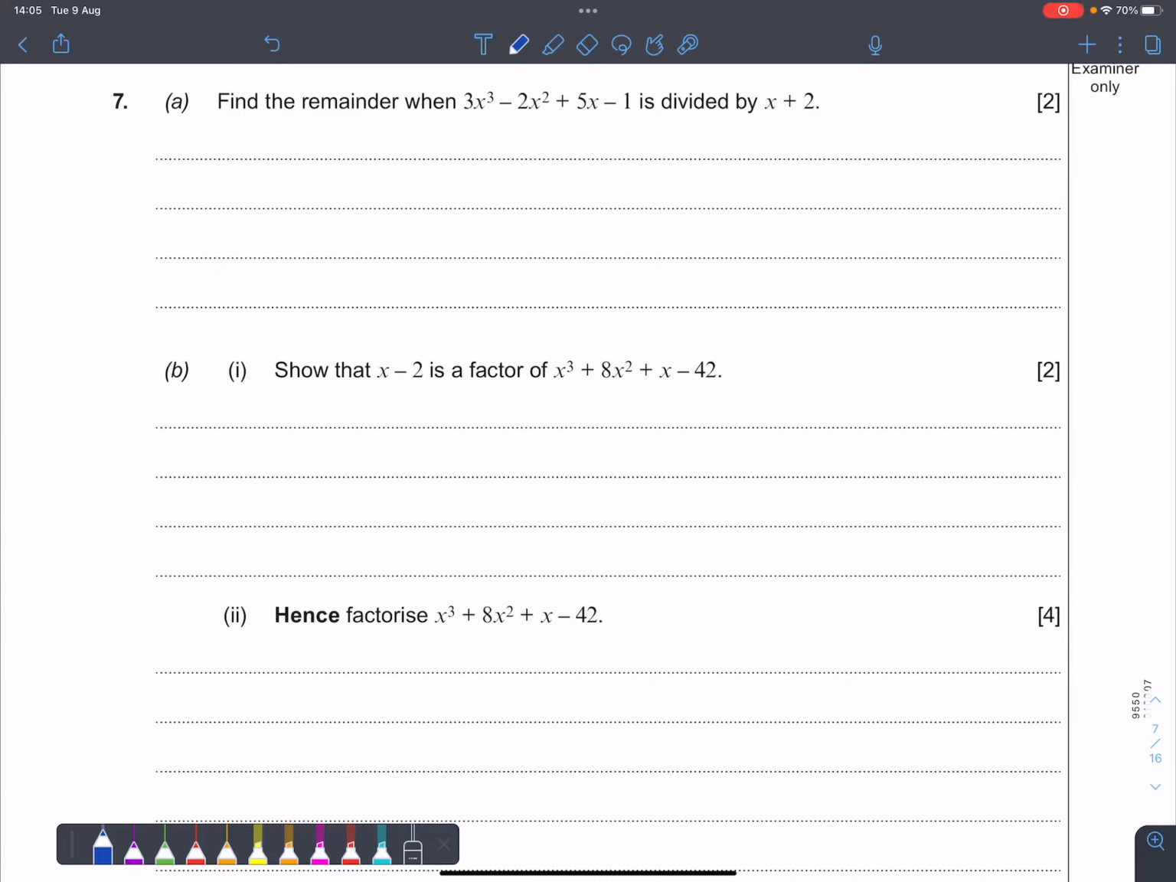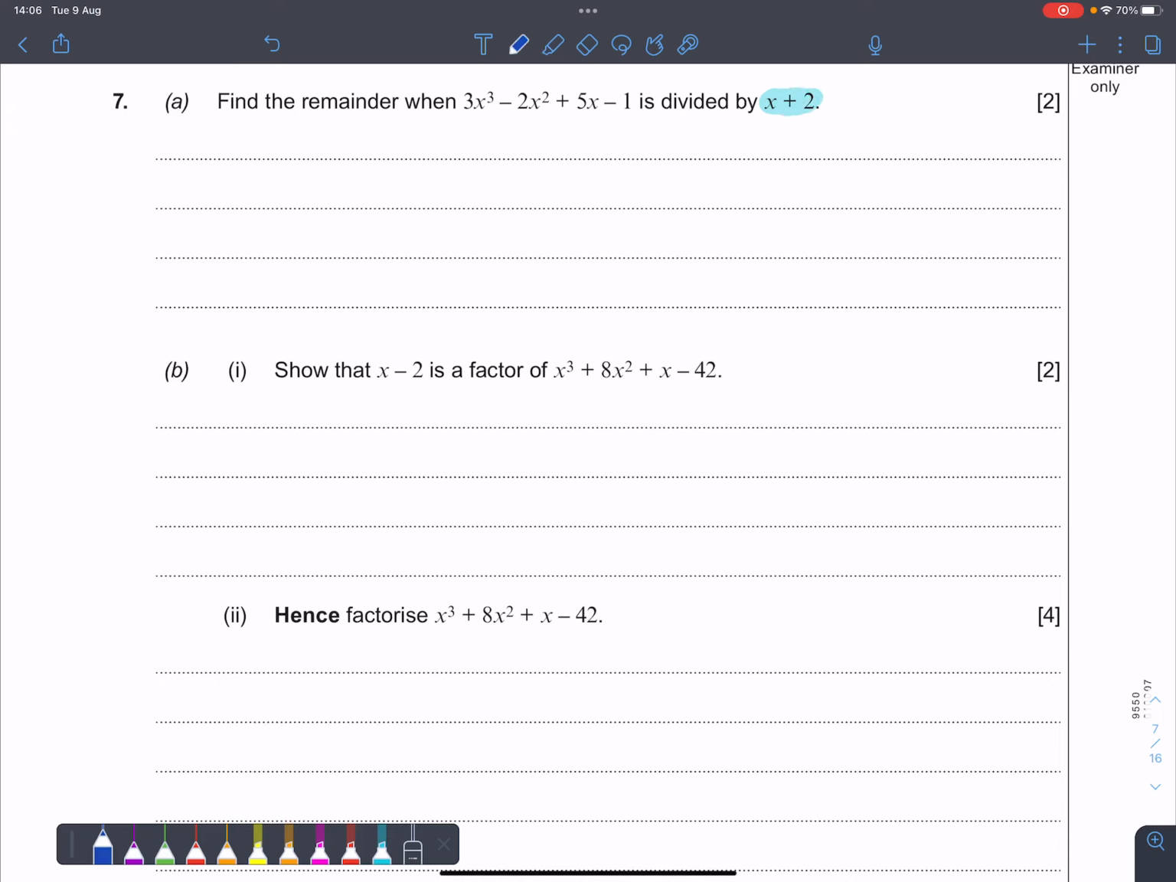Okay, in this video we are going to look at question 7 of WJEC Additional Maths from June 2015. And this is a remainder and factor theorem question. First of all, I ask you to find the remainder when 3x cubed minus 12x squared plus 5x minus 1 is divided by x plus 2. So the important bit here is this x plus 2.